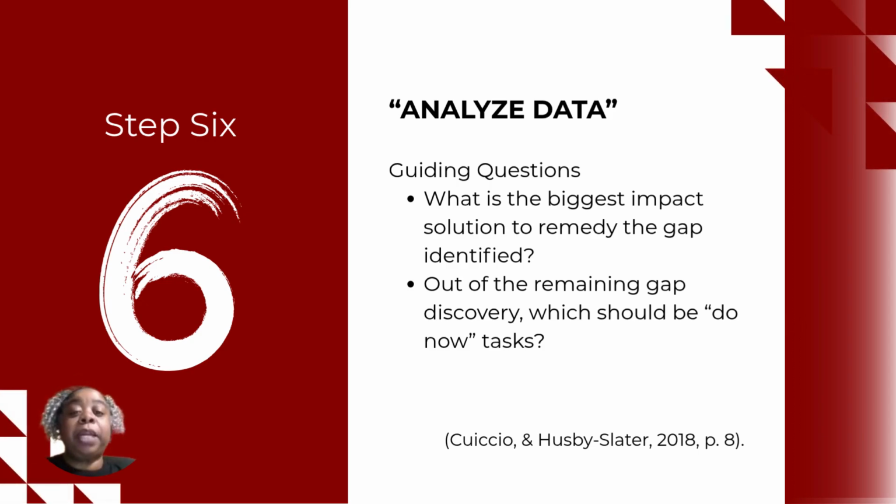Now that the data has been collected and the audience sample has been delineated, the planning team must analyze the data. What will be the biggest impact solution to remedy the gap identified based off of the responses given? And out of the remaining gap discovery, which should be the do now task?